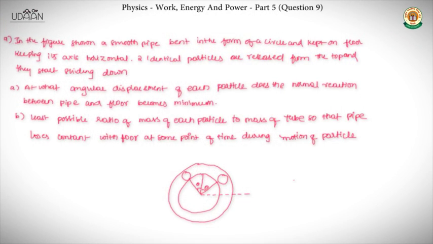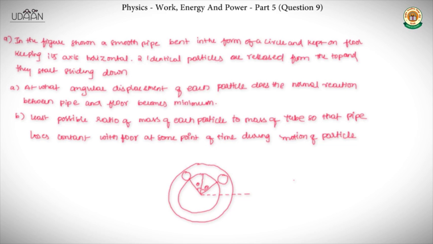Fine, let's move to question number 9. In this question, a figure is shown, a smooth pipe which is bent in the form of a circle and kept on the floor, keeping its axis horizontal. Two identical particles are released from the top and they start sliding down.